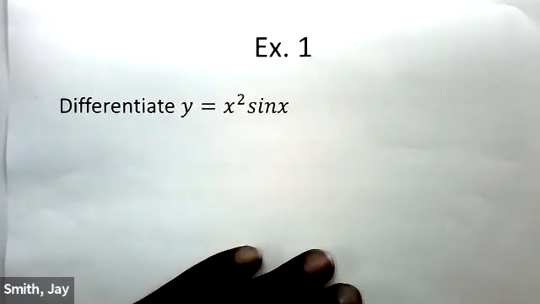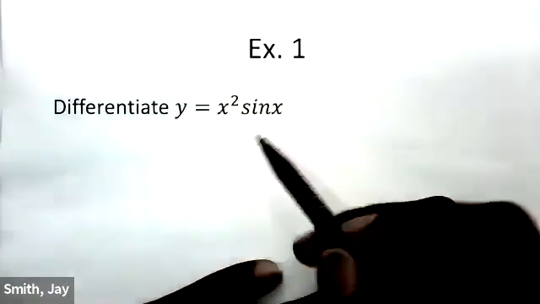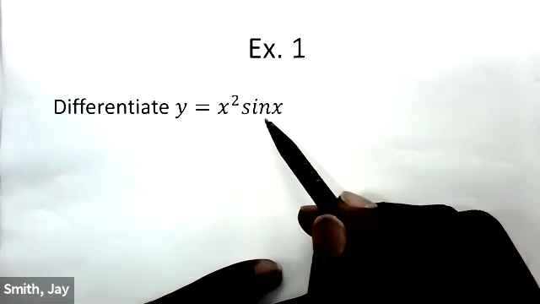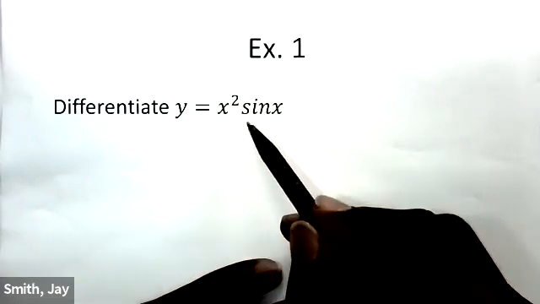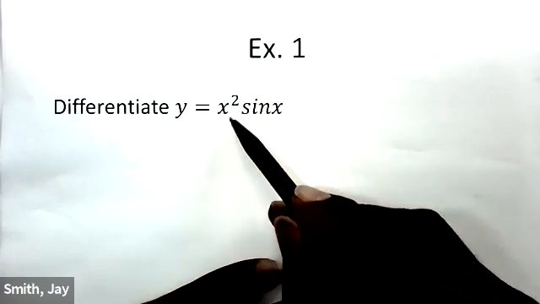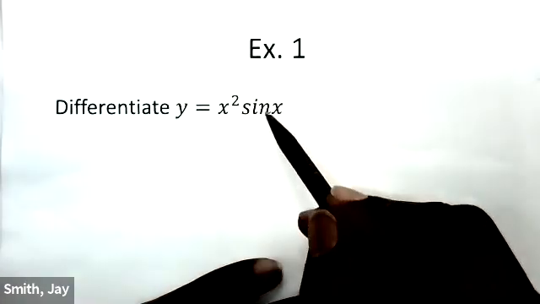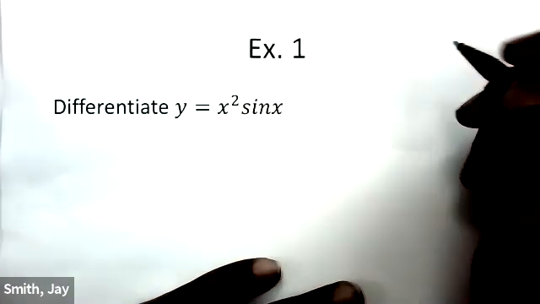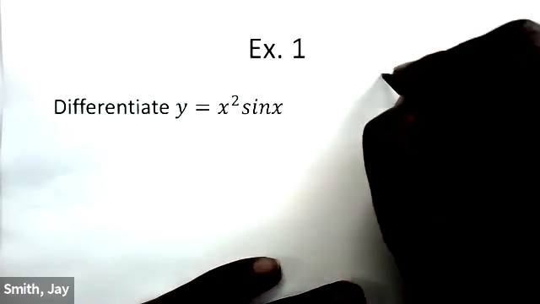So the way that I want you to approach this problem is to, one, recognize that the given function, x squared sine x, is a product of two differentiable functions. The first differentiable function being x squared, the second differentiable function being sine x. So because we're multiplying two differentiable functions, this is a product rule problem.